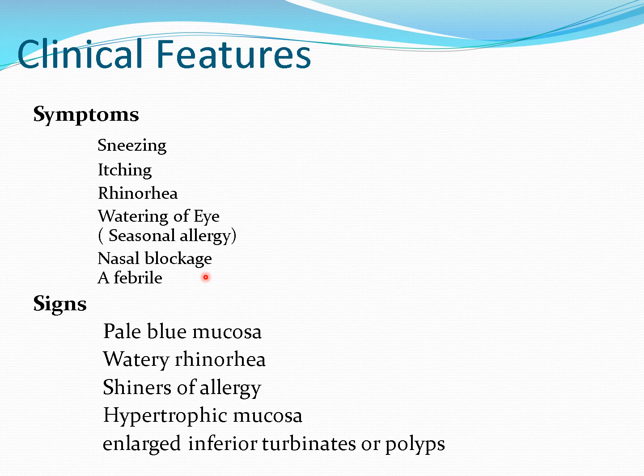Watery rhinorrhea will be seen in both conditions, but in infective rhinosinusitis, secretions will be thick and yellowish in color. The shiners of allergy are the black circles around the eyes, and sometimes the mucosa becomes hypertrophic, and there will be formation of polyps.